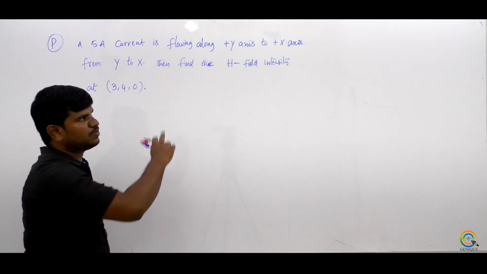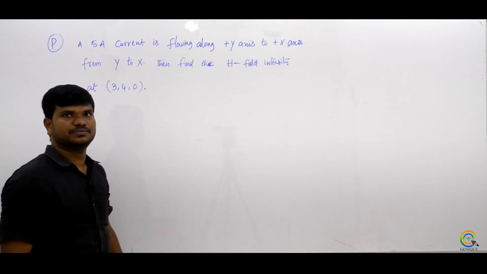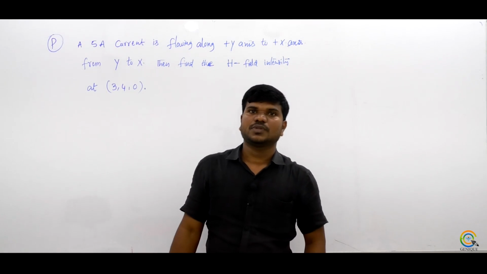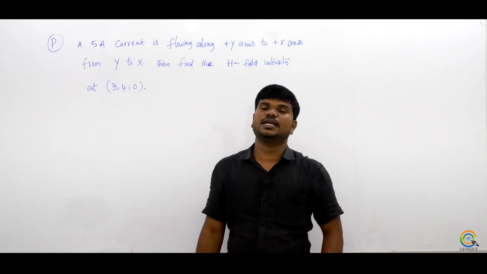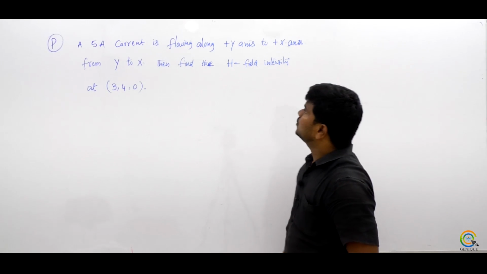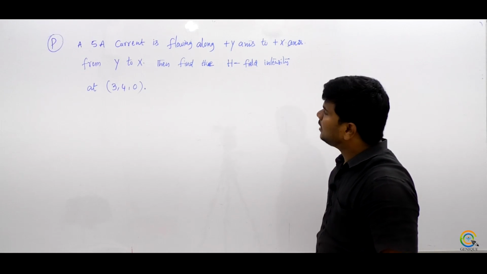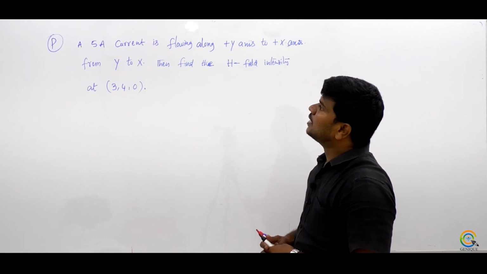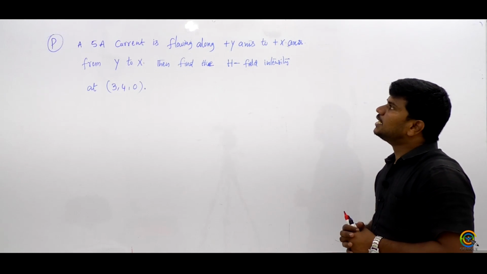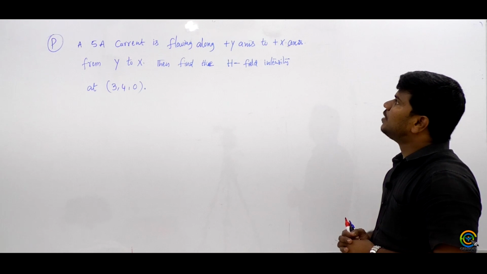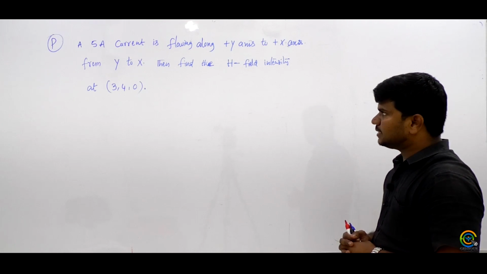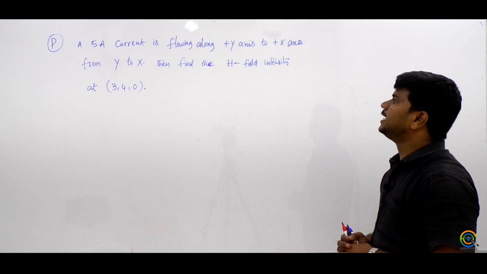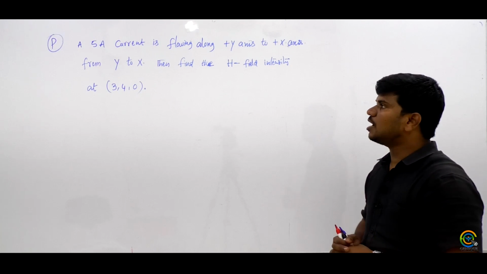But there is a small thing you have to notice here. You have to notice what is an infinite line and what is a finite line. Suppose the question is given: a 5 ampere current is flowing along plus y axis to plus x axis, from y to x. Then find the H field intensity at the point (3, 4, 0).